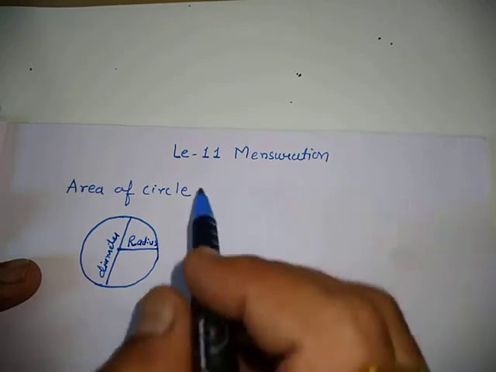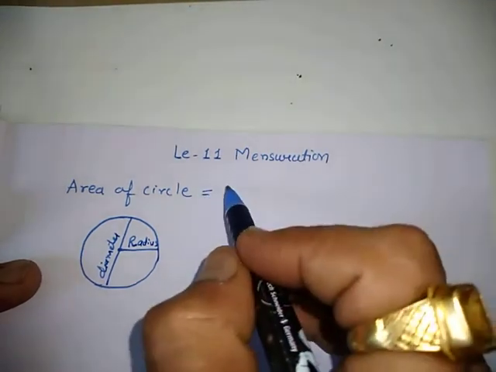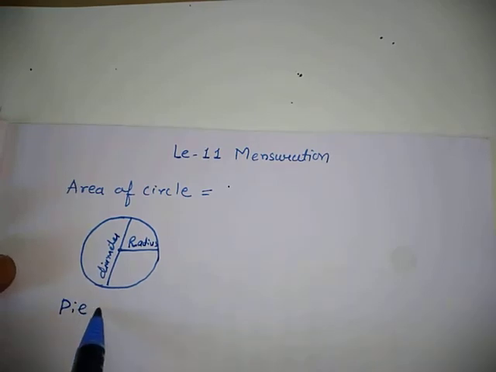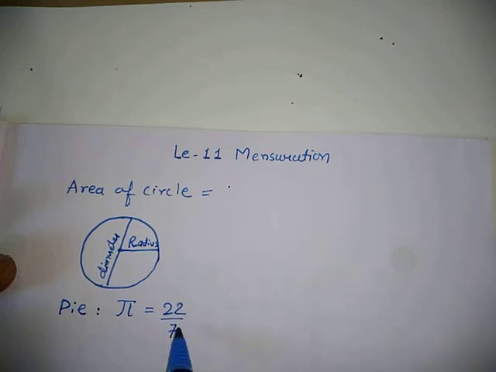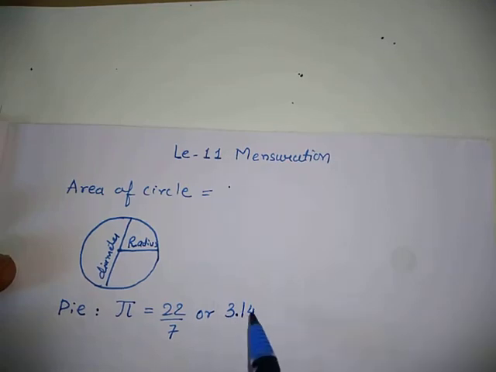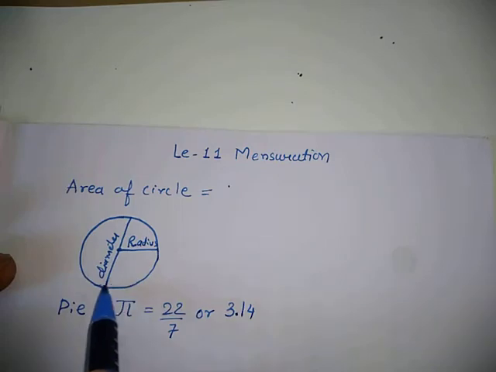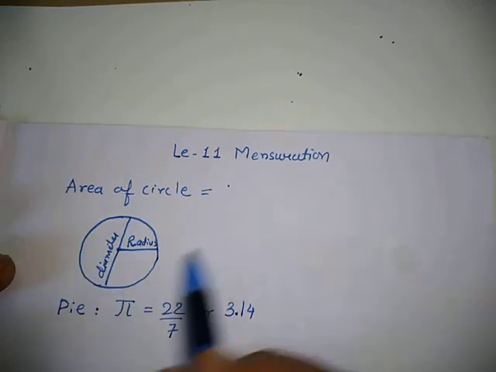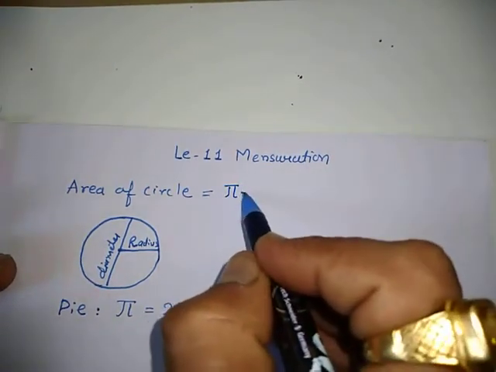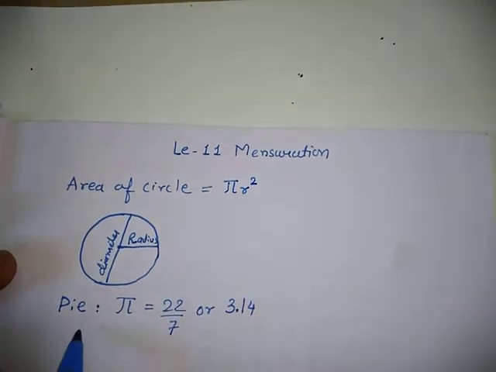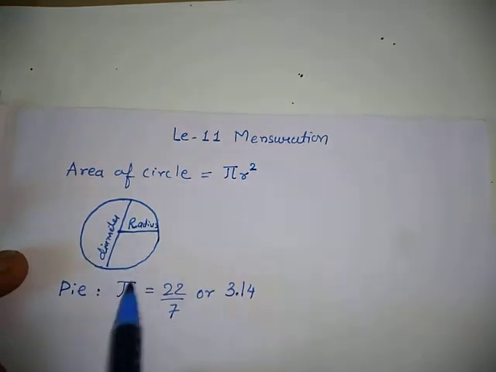So for area of circle we require the value of pi, and the value of pi in fraction form is 22 by 7 or 3.14 in decimal form. And the radius covers this much area. Okay, so pi r square. For this we require diameter or radius.